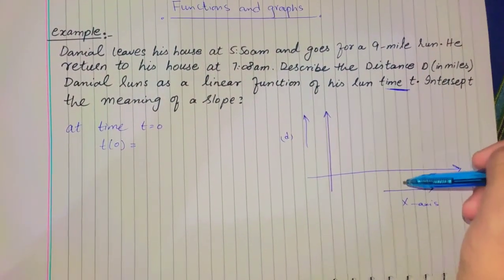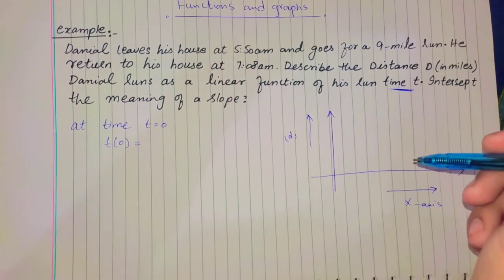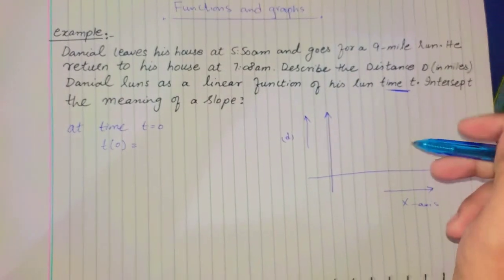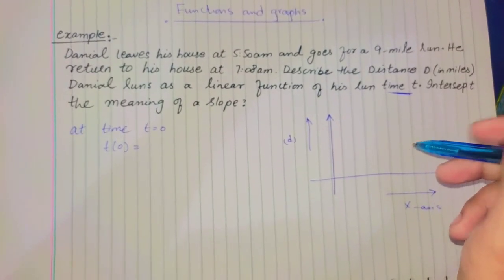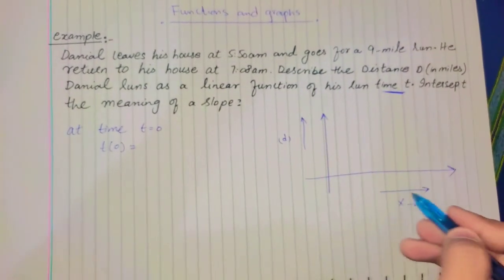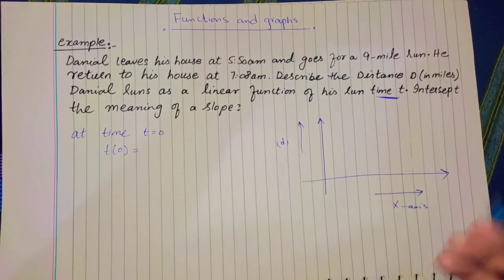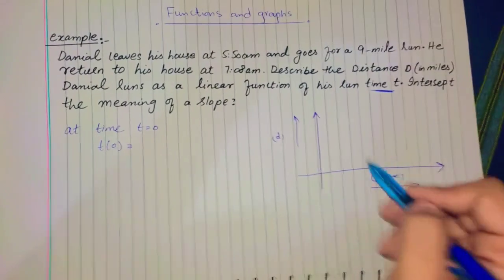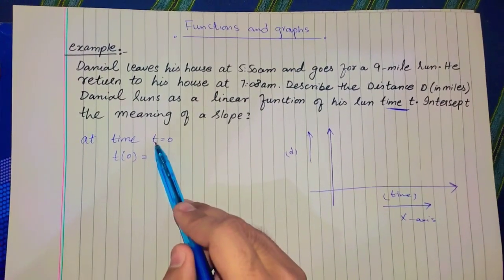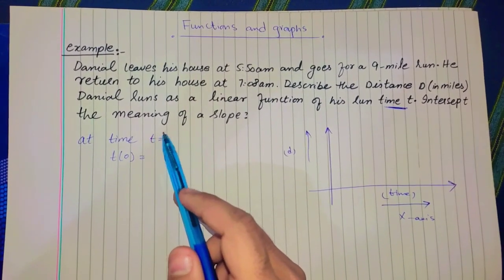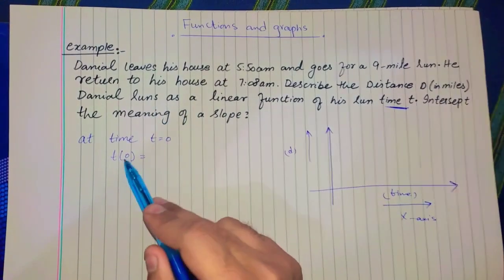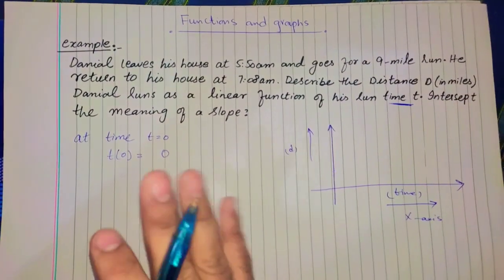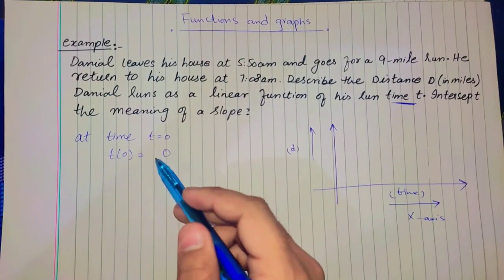In my first part I have cleared up everything about the dependent and independent variable. Time is an independent quantity, so time does not depend upon anything. So time goes on the x-axis. Time is an independent variable and the distance depends upon time. So at time t equals 0, Daniel is at his house. At t equals 0, the distance is 0. Daniel covers 0 distance when the time t equals 0.